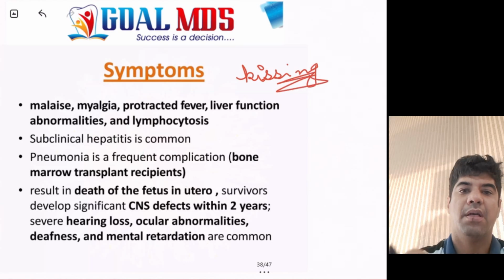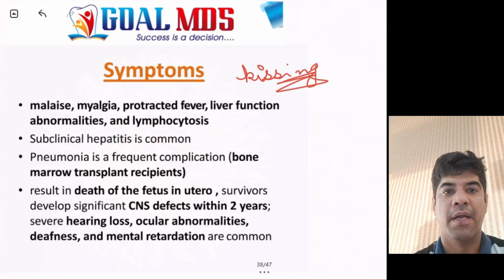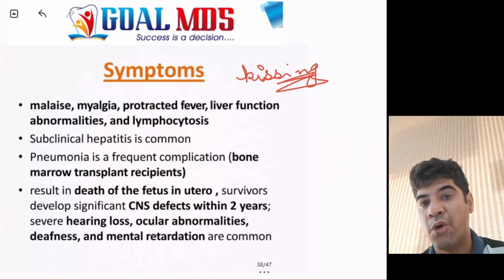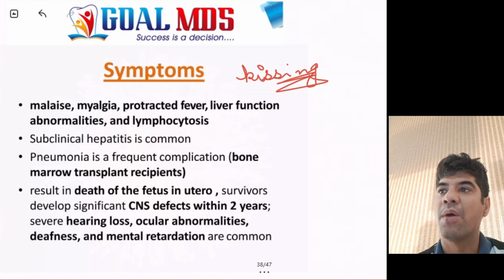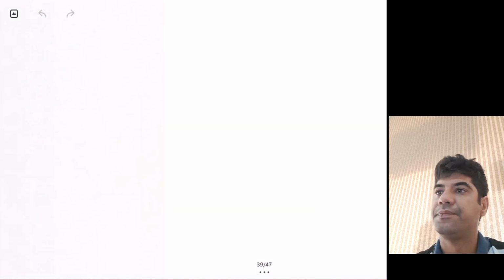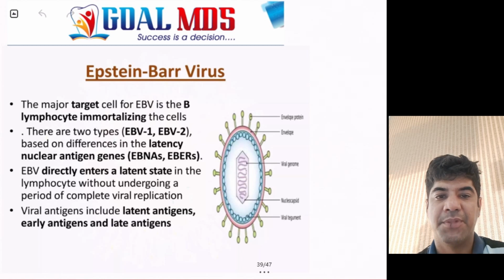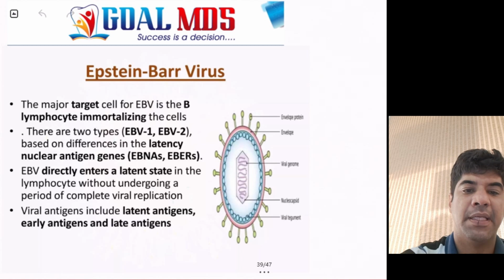So most infections in children are asymptomatic. However, symptomatic children may exhibit fever, lymphadenopathy, pharyngitis, hepatosplenomegaly, and respiratory problems. Pneumonia is a frequent complication that could be seen. Apart from that, other complications can be splenic rupture, thrombocytopenia, autoimmune hemolytic anemia, and aplastic anemia.